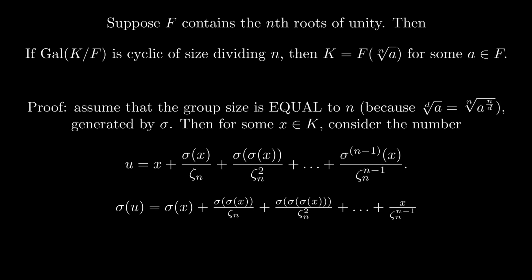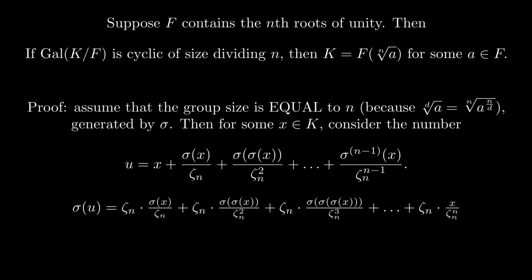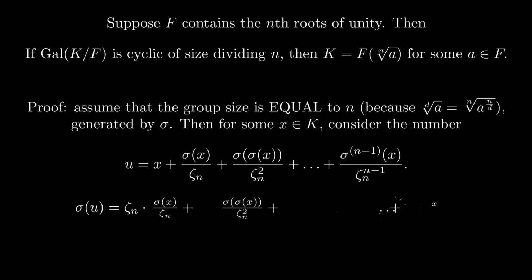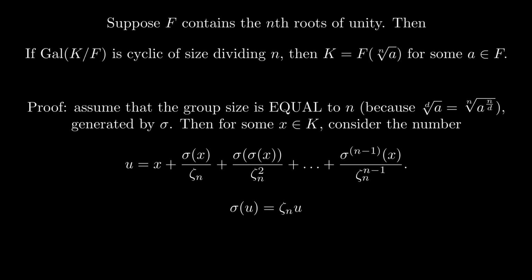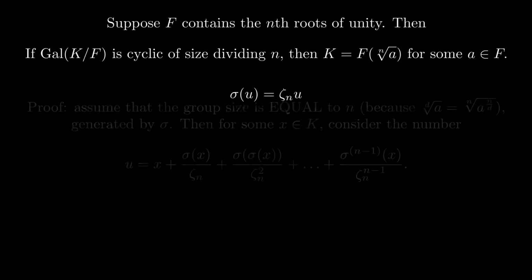Now we pull a trick. We multiply and divide by zeta n. Pulling out the factor of zeta, look at the rest. It's literally just u. So we learned that applying sigma to u gives zeta u. Let's bring that to the top.